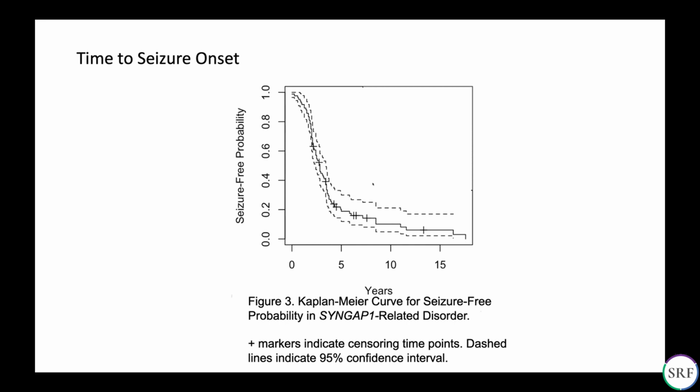So then looking at seizure-free probability and the time to seizure onset from the CITIZEN cohort, we can see that, again, about 50% of those diagnosed with epilepsy or having seizures have them occur at around that 2-year mark. But in those who aren't at that point, there does continue to be seizure onset even after that and into the childhood years.